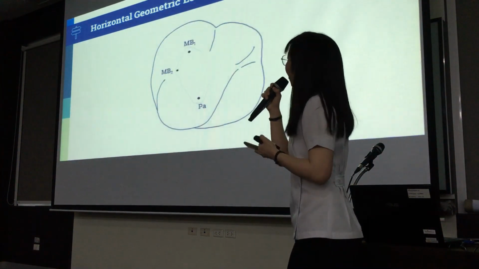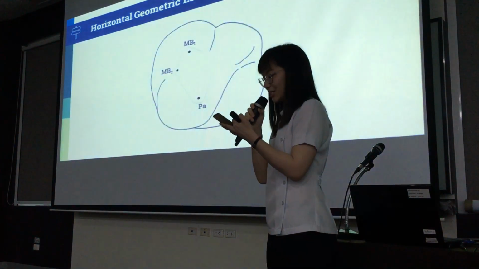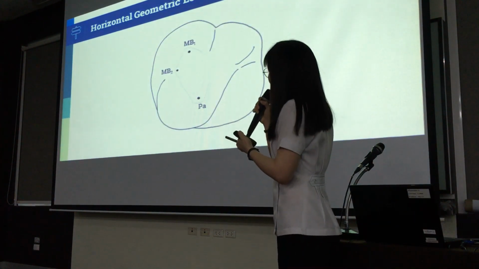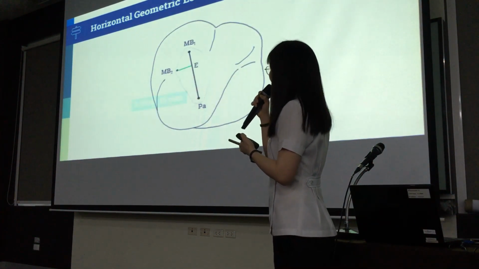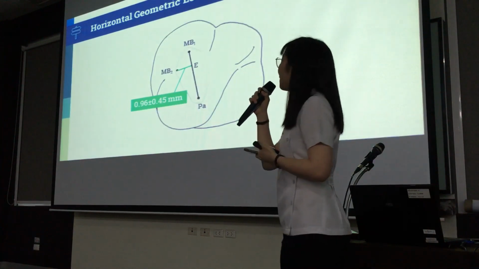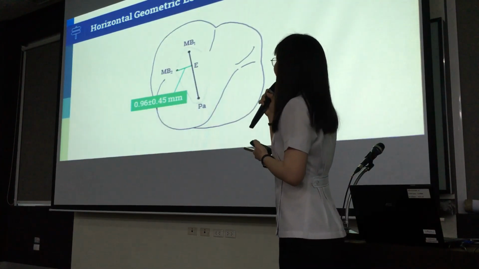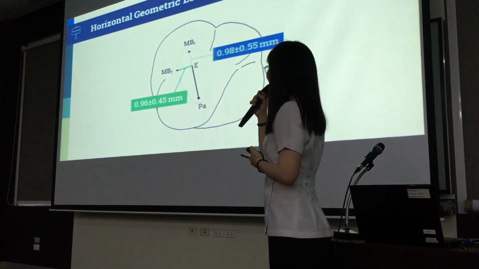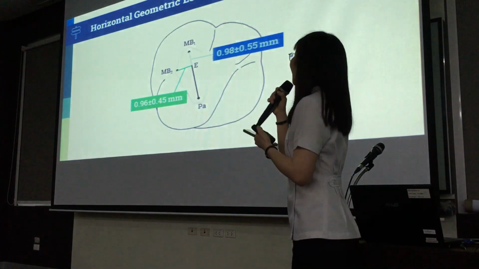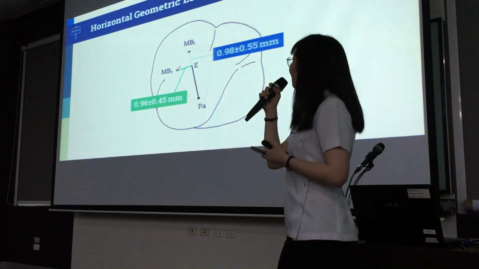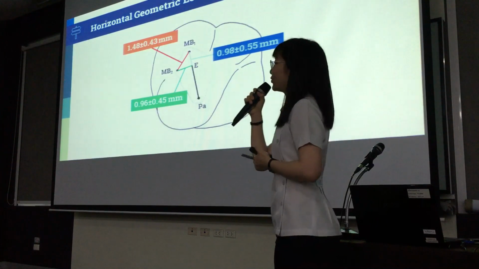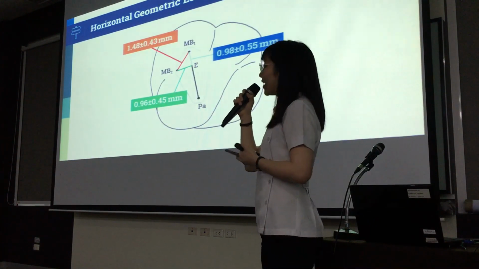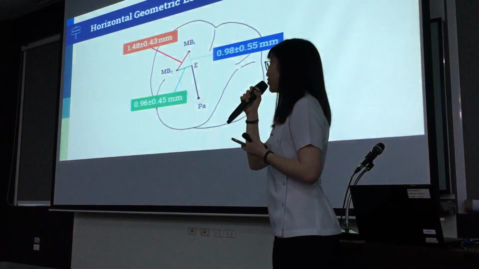Okay, and for the horizontal geometric location, the MB2 orifice was found 0.96 mm mesially and 0.98 mm palatally to the MB1 orifice, and the distance between the MB1 and MB2 orifices was found at 1.48 mm.